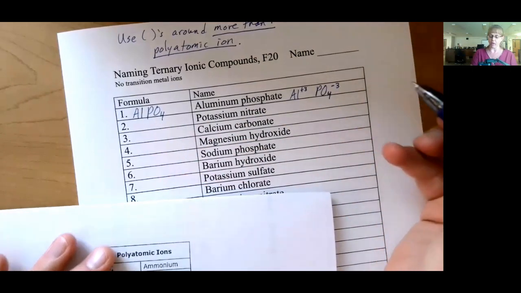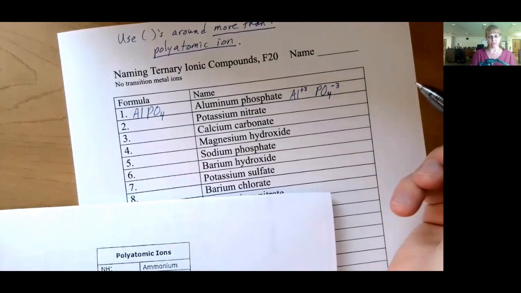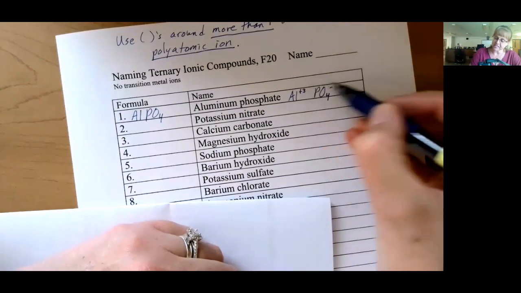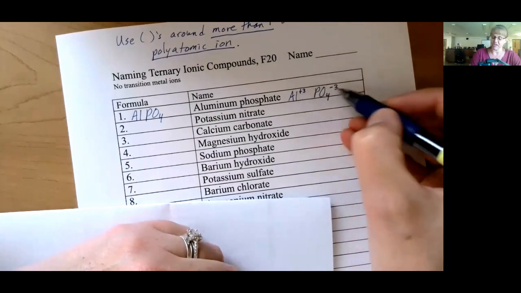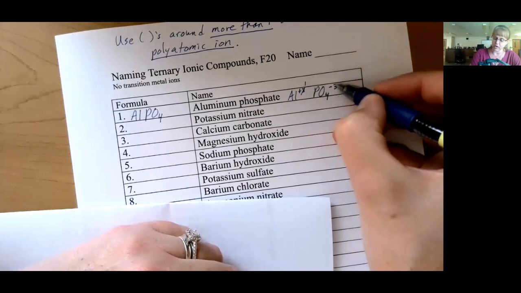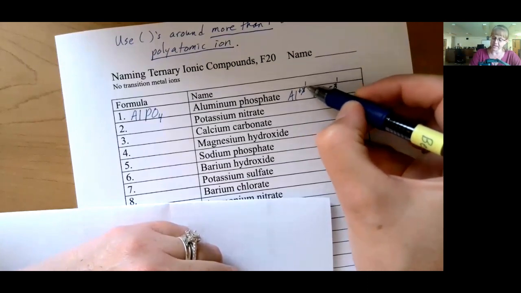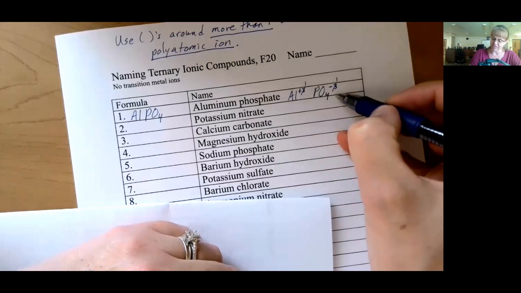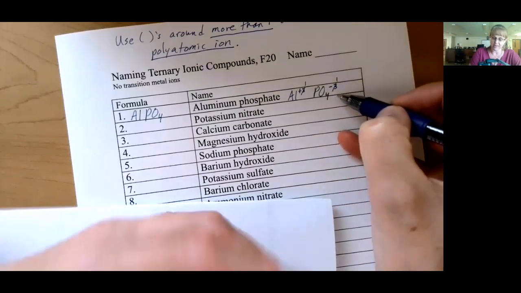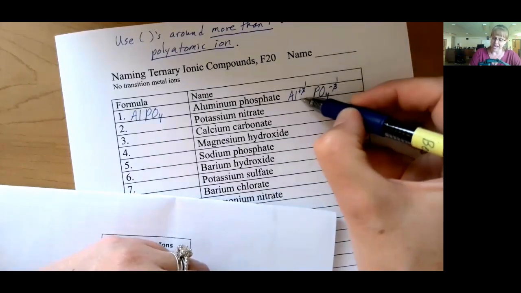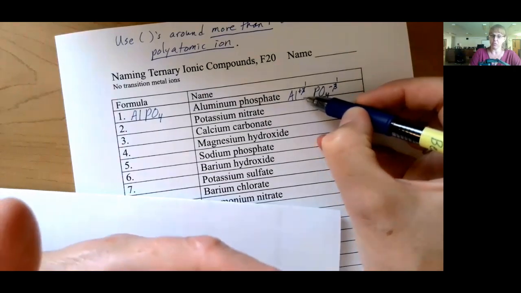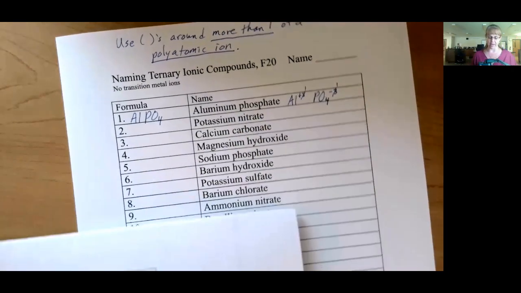All right, now what if we had done the crisscross rule instead? The positive 3 and -3, a 3-to-3 ratio reduces down to a 1-to-1 ratio. Then we crisscross the numbers. The 1 from aluminum goes after the phosphate and you don't write a 1. And the 1 from the phosphate goes after the aluminum and you don't write a 1. So you get the same answer either way.